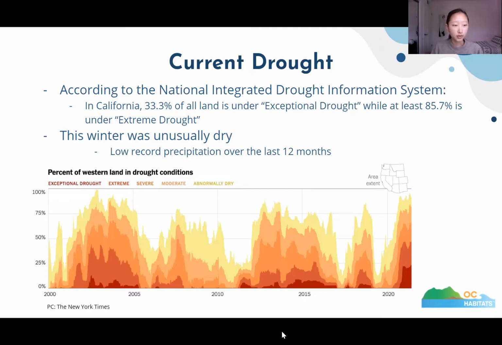We can see in this graph here titled the percent of Western land in drought conditions. The x-axis of the graph shows the timeline from 2000 to 2021 from left to right, and the y-axis represents the percentage of the area, where we can see in the upper right corner of the Western United States that were or are under drought conditions. The darker the color, the more severe the drought is, and as we can see on the very right side near present day, the dark red color, which represents exceptional drought, peaks much higher than previous patterns, and we can expect that it will continue for a long period.